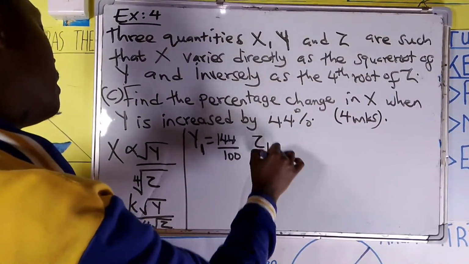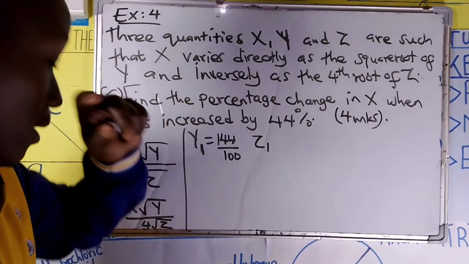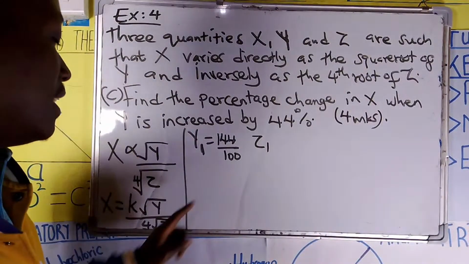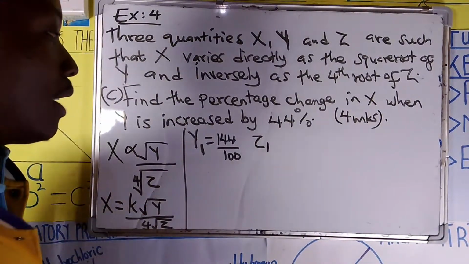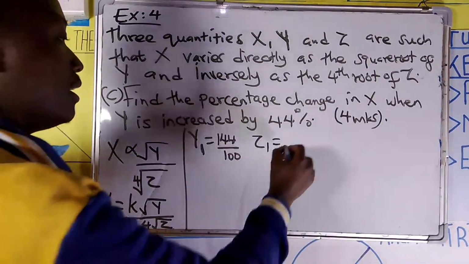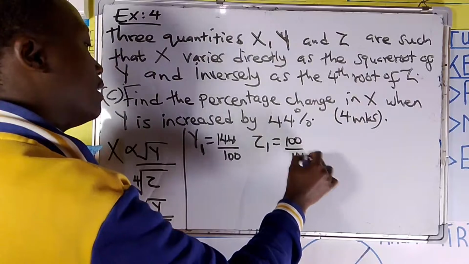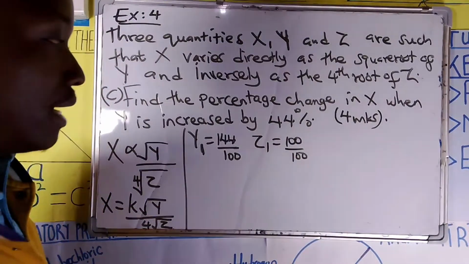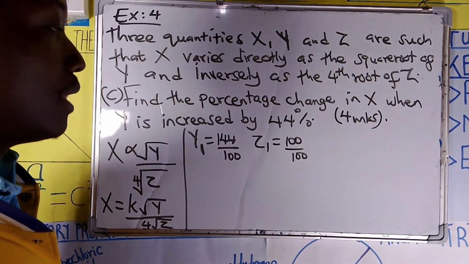While z has not been mentioned, even if there is no change in z, we should know that it means it did not change, so the new z is still 100 over 100. You must be very, very cautious with that part.